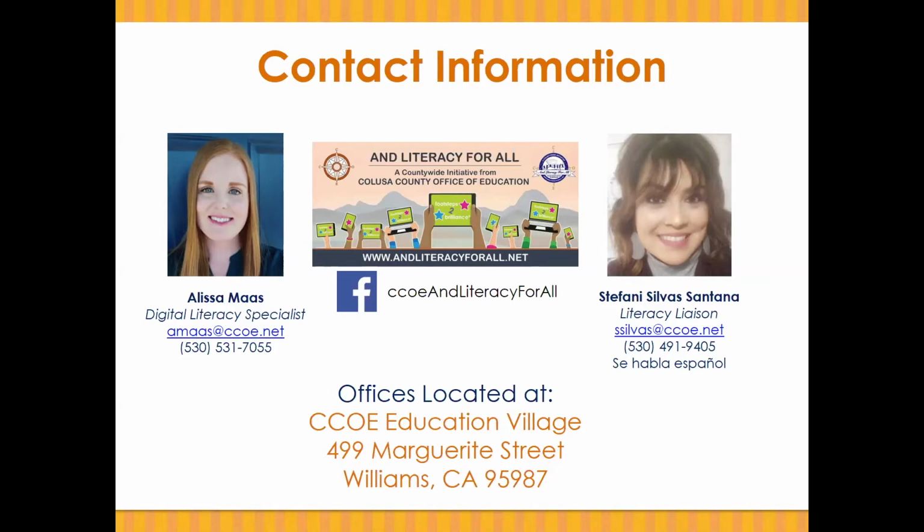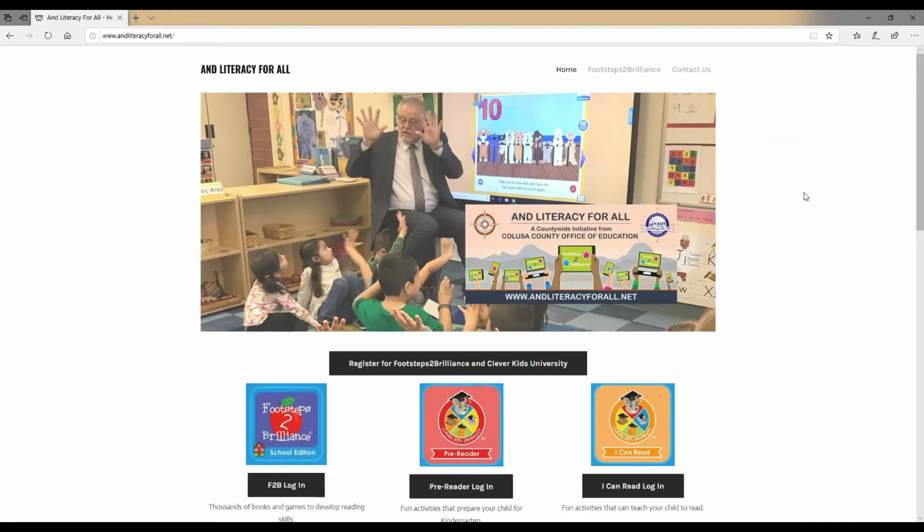We will begin by visiting www.andliteracyforall.net. You'll see that we have the Footsteps to Brilliance app here, in addition to our two Clever Kids University apps. I will discuss Clever Kids in a later Parent Academy video. Today we're just focusing on Footsteps to Brilliance. By having a Footsteps to Brilliance account, you're able to log into all three apps, and they are all free. As long as you are a Colusa County resident, you have access to all three apps for free.